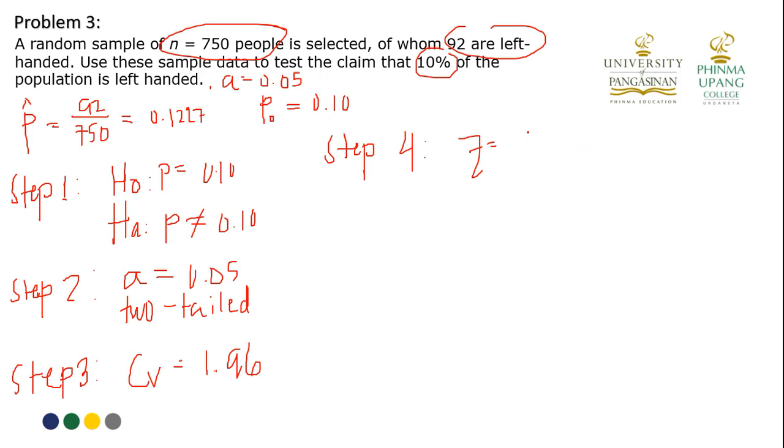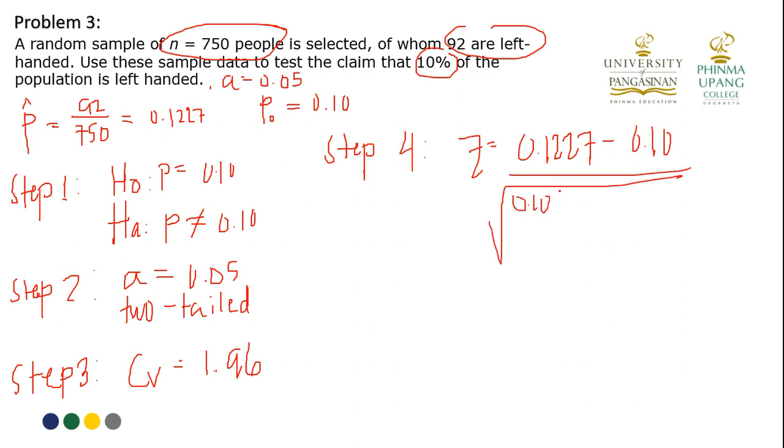Step number 4, z of proportion. Yung ating p hat is 0.1227 minus 0.10, all over square root of 0.10 times 1 minus 0.10 all over 750. So, give me 2 decimal places for your final answer here. 2.07. Yan. Thank you.